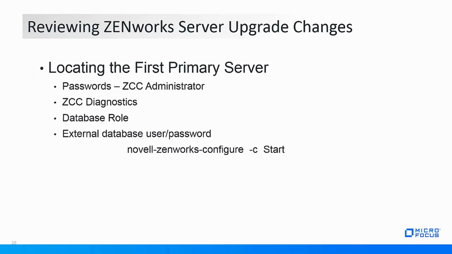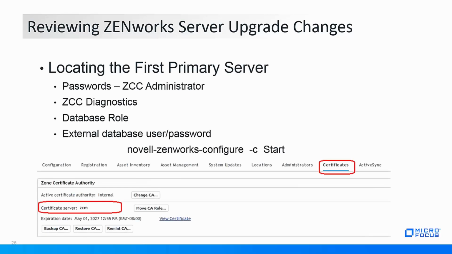One of the other things is, when you try to upgrade, which server do you want to upgrade? Those are decisions you might already be making, but just in case, make sure you have things ready, whether it's an administrator password, ZCC access, database access, or database role, and which server to upgrade. If you have multiple servers in the zone, you could do the upgrade on the server which is hosting the database. And how do you know that? You can go to Diagnostics and check which server my database is running on.